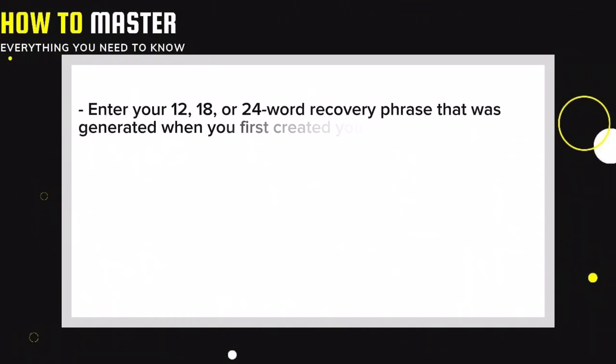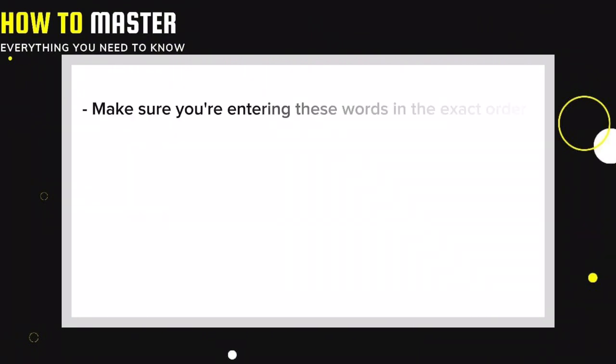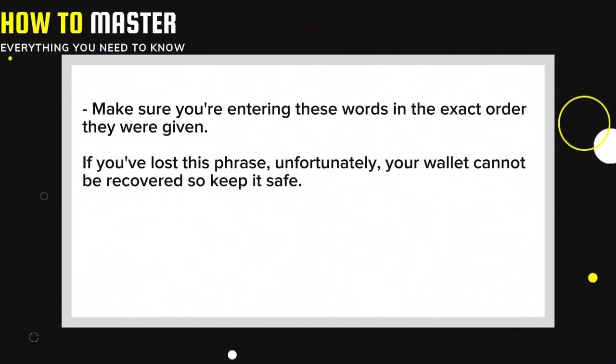And after that, you will then have to enter your recovery phrase. So this is the most important step. You need your 12, 18 or 24 word recovery phrase that was generated when you first created your wallet. So make sure to enter these words in the exact order they were given. And if you've lost your recovery phrase, unfortunately, your wallet cannot be recovered. So always make sure to keep it safe.